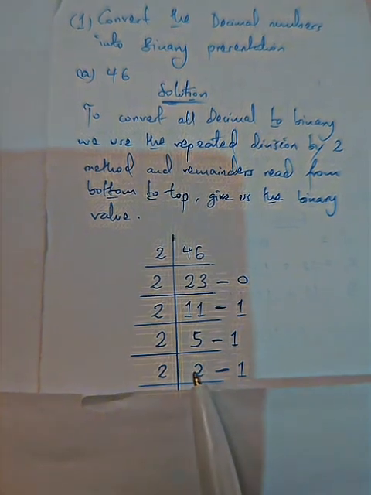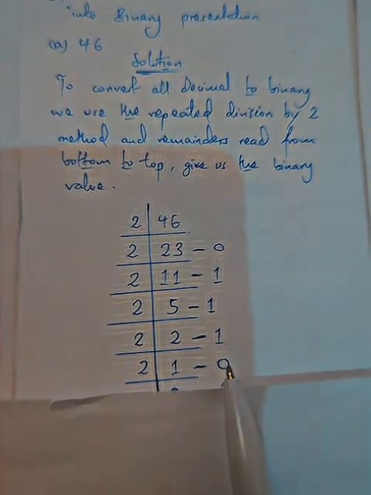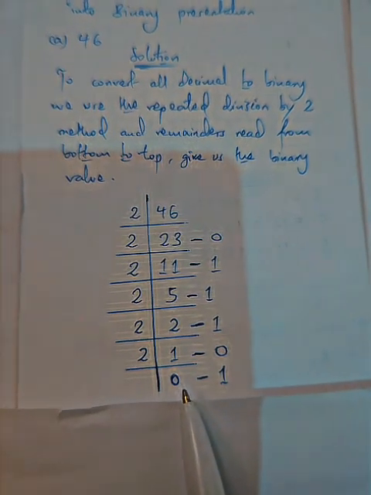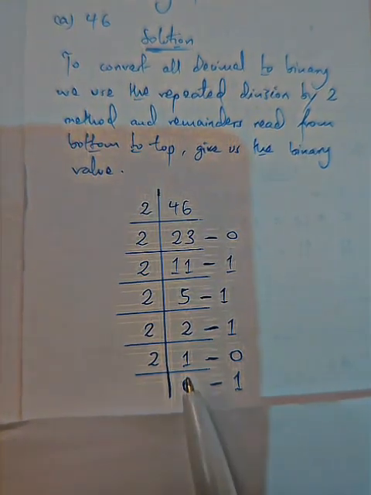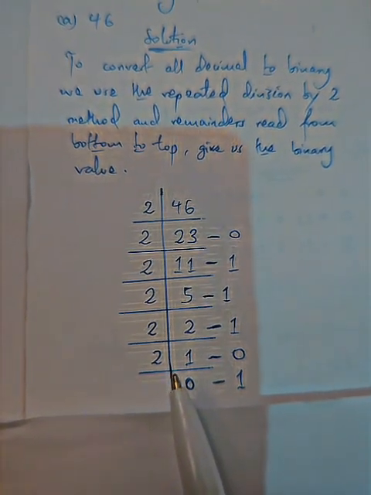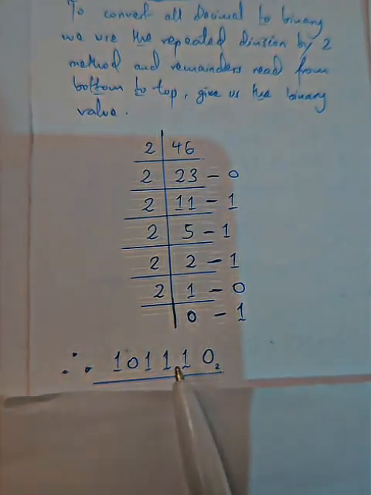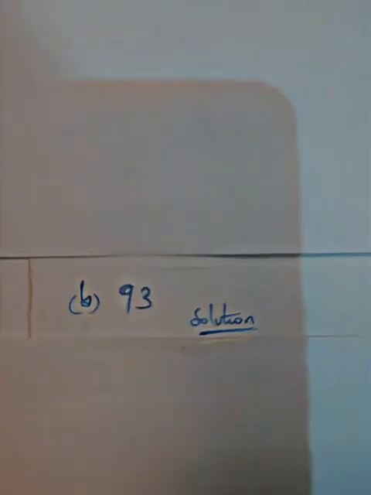Therefore, you put 2. 2 divided by 2 you get 1, no remainder, so you put 0. Then 1 divided by 2 you get 0.5, so the remainder will be 1. Therefore, 46 decimal number into binary will be this. This is the answer.